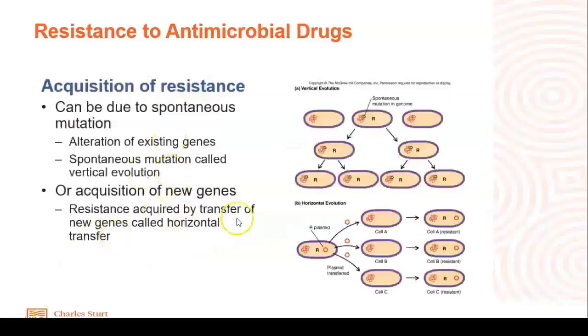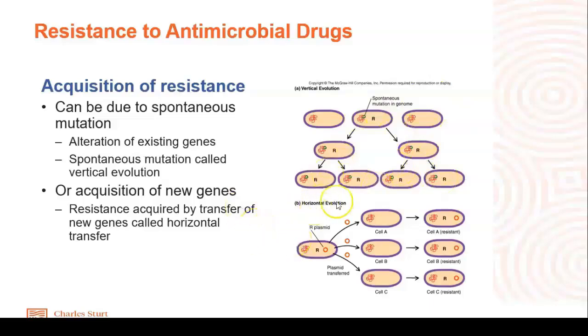There are two ways that microbes acquire resistance, right? So it can be due to spontaneous mutation, where there's alteration of existing genes. So you can see a spontaneous mutation here occurring in the bacterial genome. And that will then confer resistance on that bacterium. And if you follow that one down, you can see then that it can replicate without competition. And this is called vertical evolution.